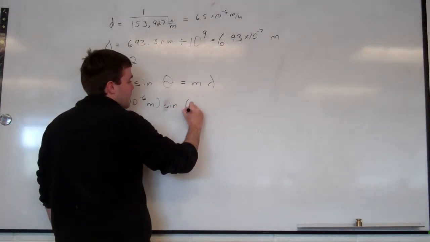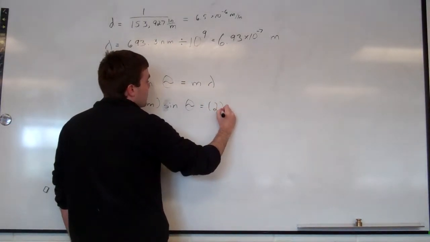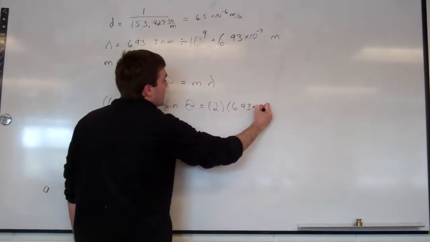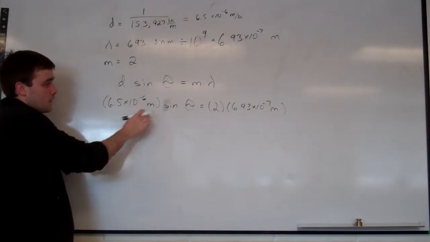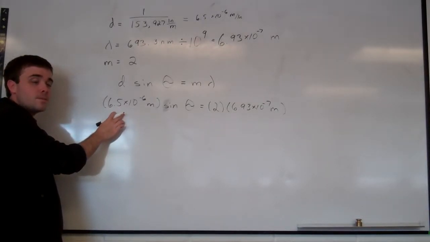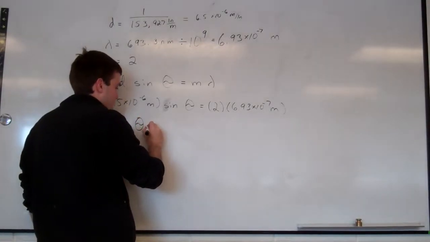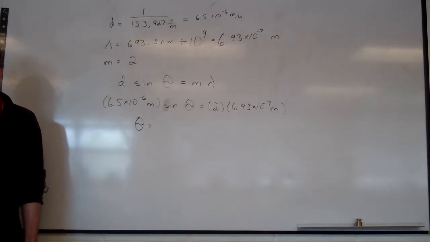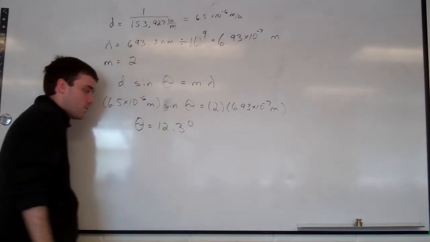Times sine the angle equals 2 times 6.93 times 10 to the negative 7 meters. So we multiply these, divide by this, then what do we do to get theta? Inverse sine. So what does theta end up equaling? 12.36 degrees. 12.3 degrees.